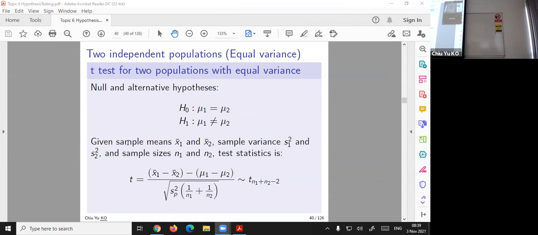I'm not going to explain why this formula is right, but very roughly speaking, the sample mean of population 1 and 2 are normal by the central limit theorem, okay. So the difference between normals is also normal, okay. So the only thing you need to worry about is how to get the denominator right and how to get the degrees of freedom correct, which is something we're not going to explain, okay.